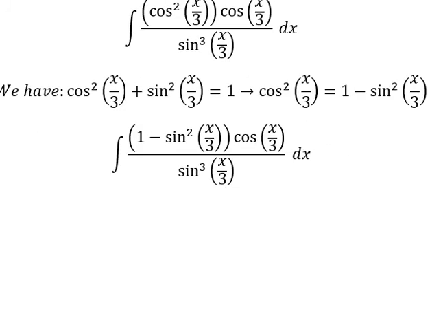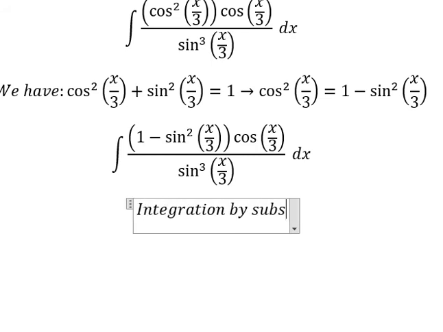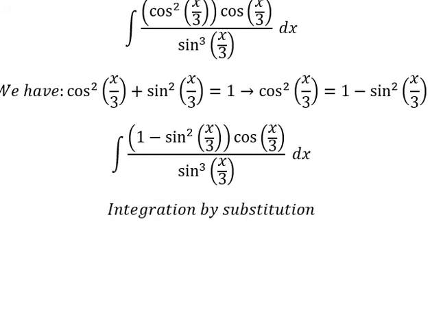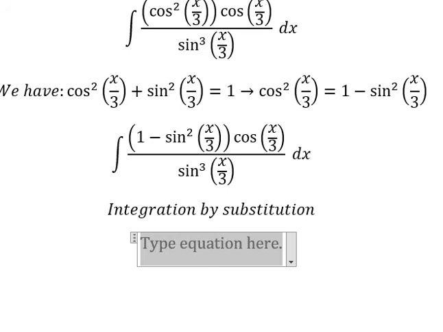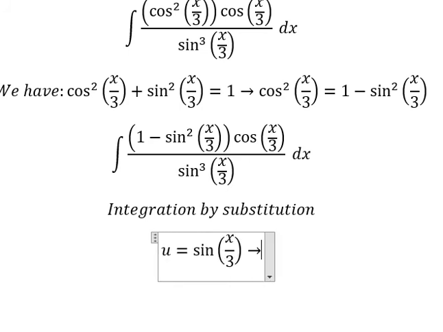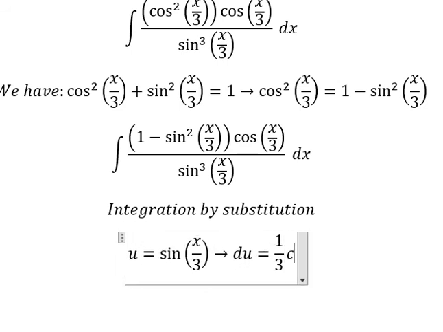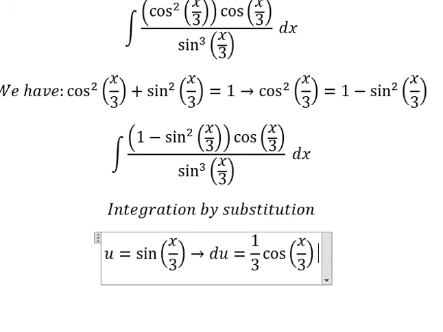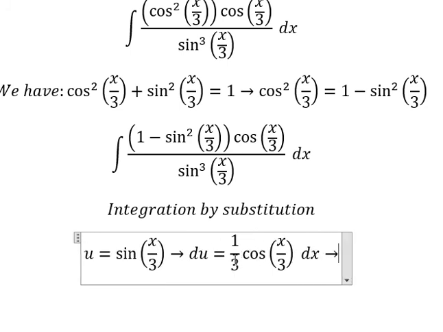Next, we need to use integration by substitution. So I will put u equal to sine of s over 3. Next, we do the first derivative for both sides. We have 1 over 3 cosine of s over 3 dx. Because we don't have 1 over 3, we need to multiply both sides by number 3.